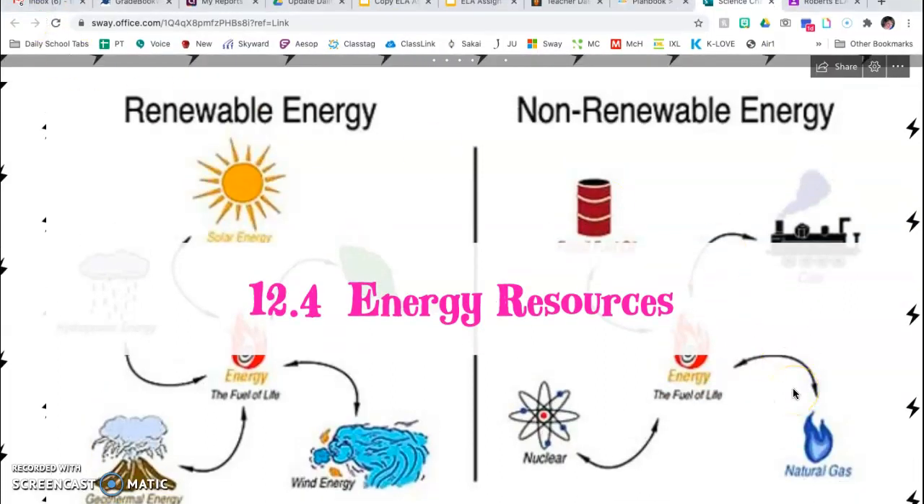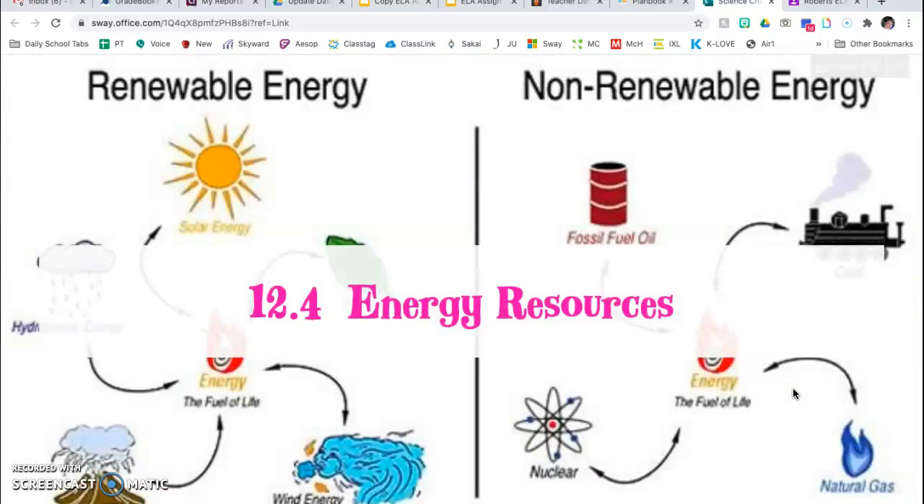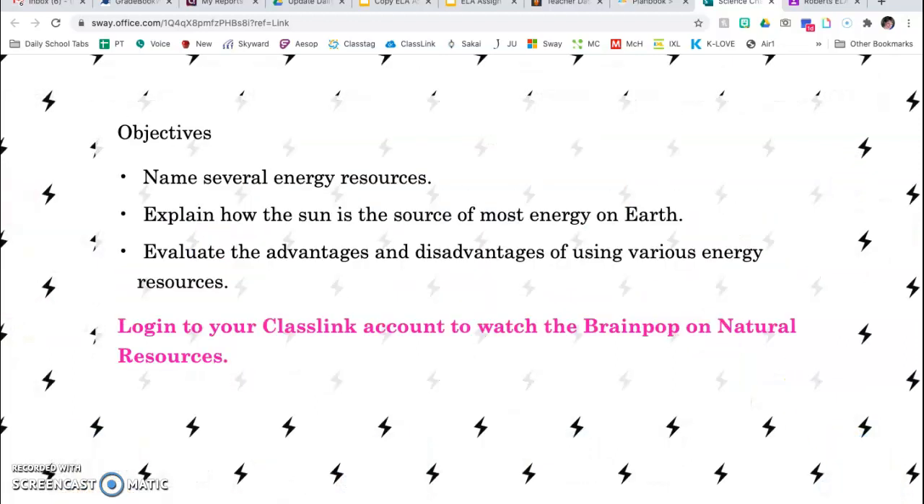Today we are going to end our study of Science Chapter 12 with Lesson 12.4. Of course, you will need your directed reading that goes along with this lesson. There are 3 objectives today.